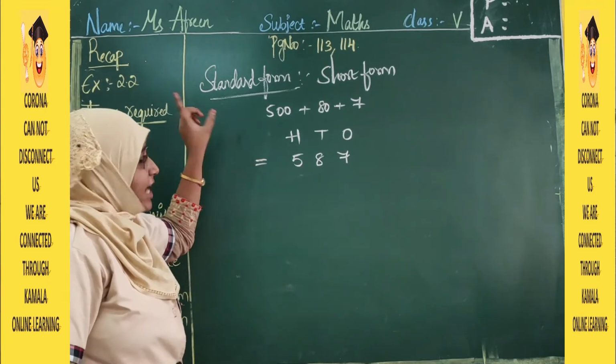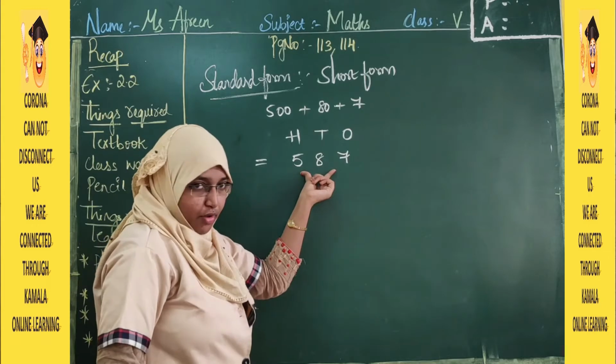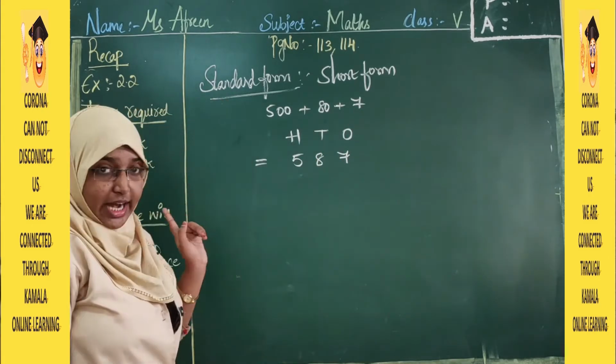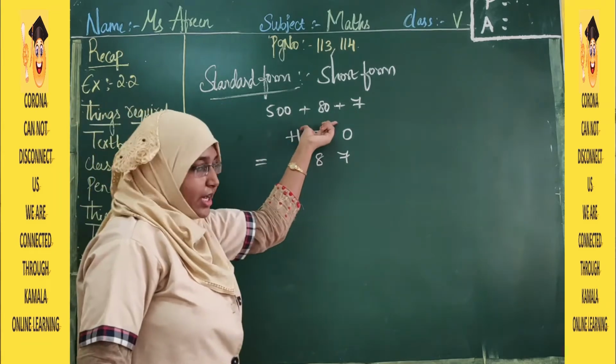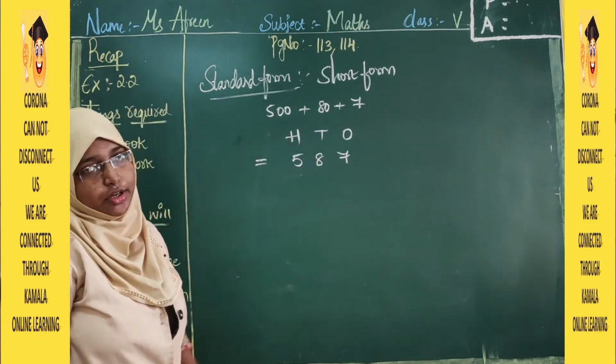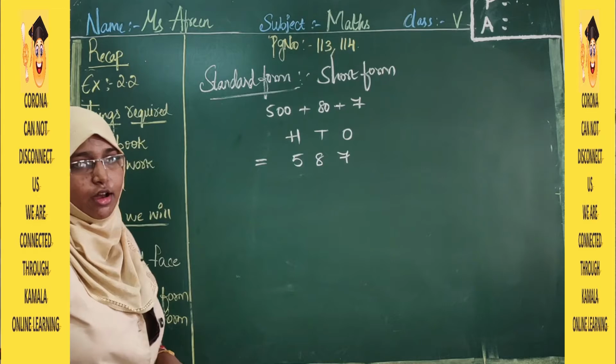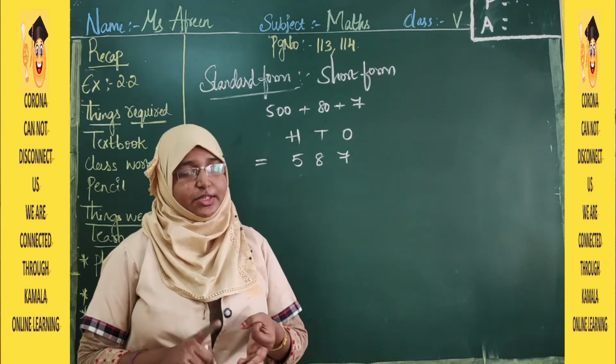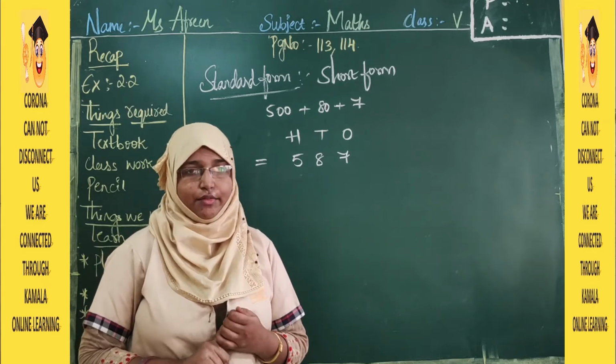So what we have seen: in expanded form, they will give it in short form and we have to write it in expanded form. Whereas in standard form, they will give it in expanded form and we will write it in short form. This is our standard form. So what have we learned? Place value, face value, expanded form and standard form.